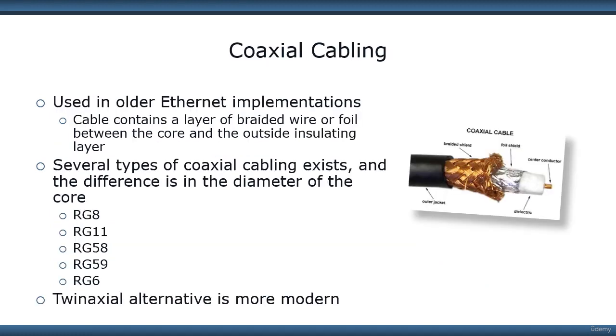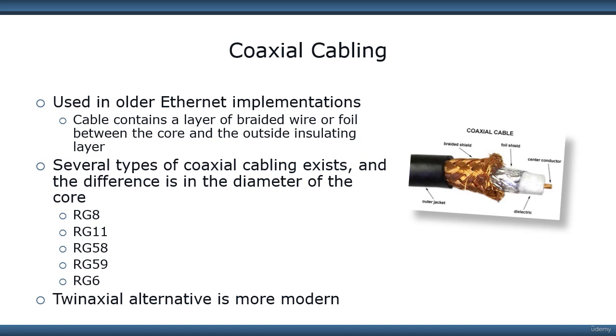We'll take a step back a few years here, just so that you know what this is. Coaxial cabling we usually recognize because of our cable TV, but this was actually used in older Ethernet implementations as well. The cable has a layer of braided wire or foil between the core and the outside insulating layers. You get a center conductor, and then you have that foil shield and braided shield.